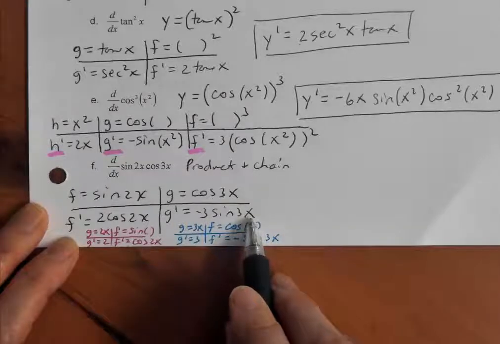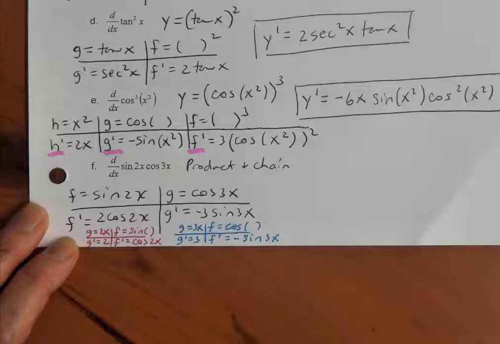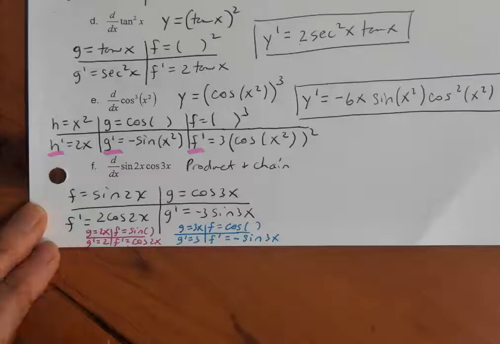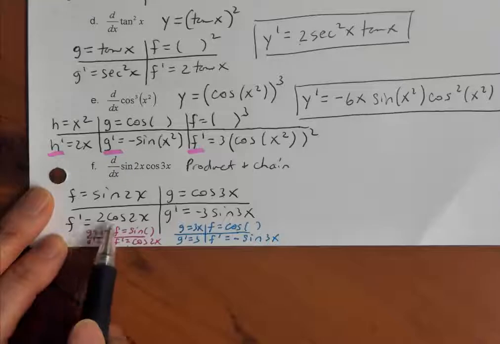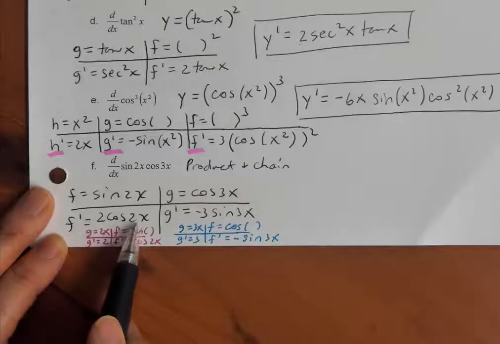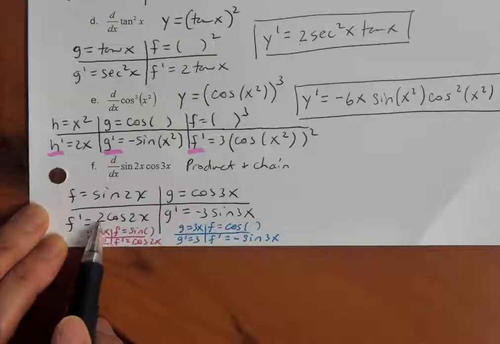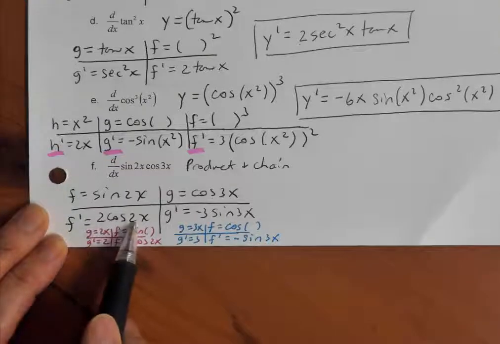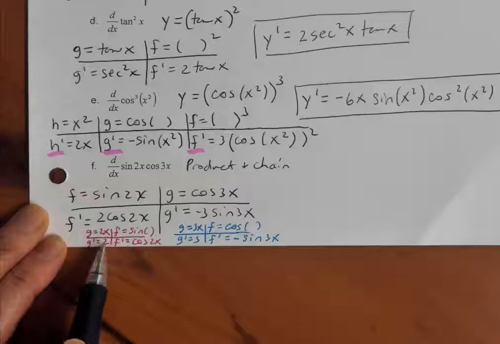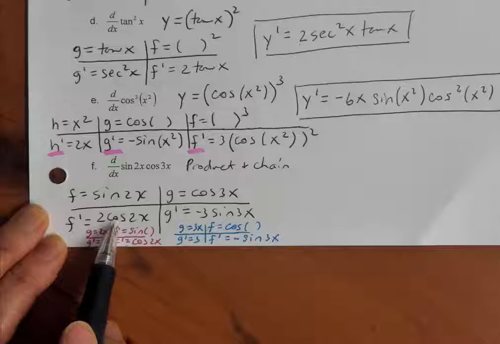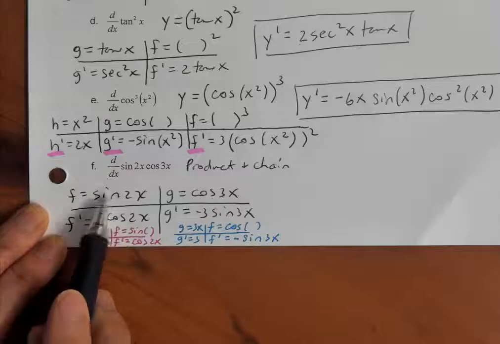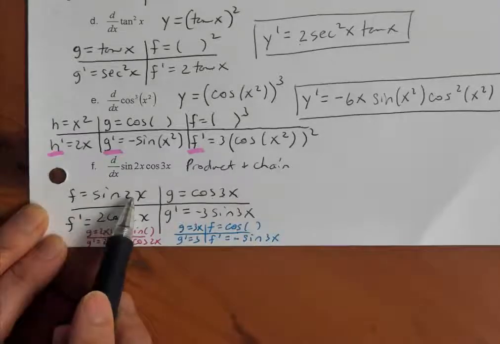Question. Yeah, go ahead. For f prime, where f equals sine 2x. Yes. I got 2 cosine 2x. Yeah, 2 cosine 2x. Oh, okay, never mind. I was just reading it wrong. Where did the 2 come from? This 2? Yeah. Because it's the derivative of the inner. So the derivative of 2x is 2. Oh, okay. So you have to do the derivative of the inner, then you do the derivative of the outer with the inner in it.